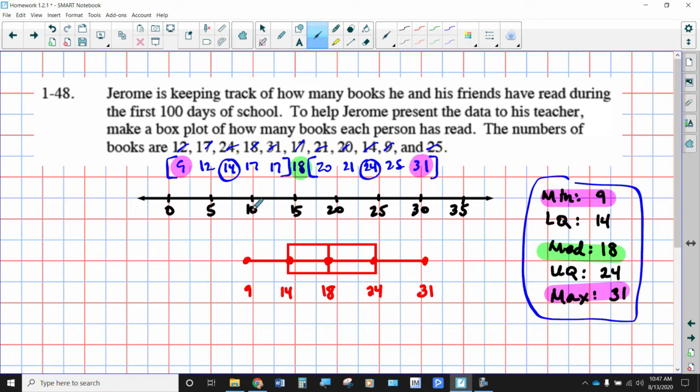So we will take a properly scaled number line. The 9 goes right around here. The 14 would be right around here. The 18 is going to be somewhere around here. The 24 would be there, and the 31 would be there. So we would find where those points are on the number line and bring them straight down to create our minimum and maximum. Our median goes in the middle, and then we box in the interquartile range.